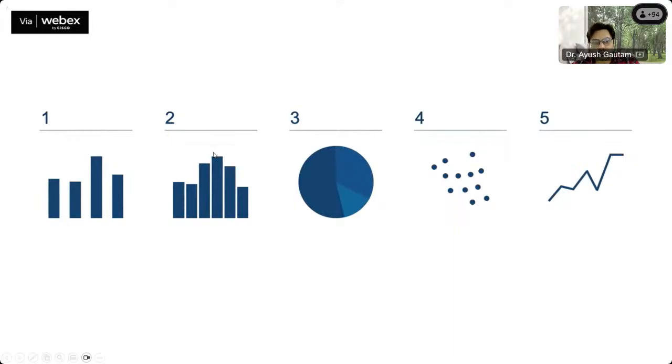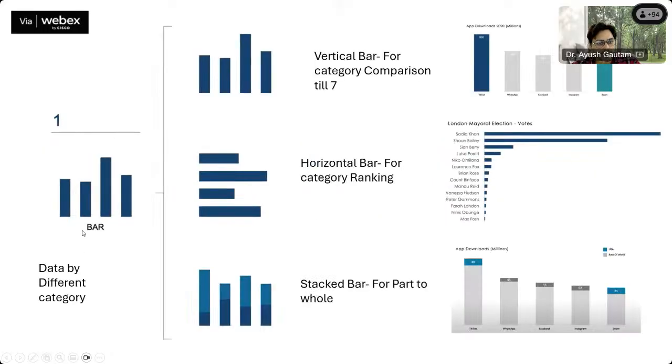So basically, as I already discussed, there are most importantly 5 types of charts: bar charts, frequency charts, pie charts, scatter plot, and line diagram. Now, what are bar charts? These are the bar charts. We make bar charts when the data given to us is based on different categories. When multiple categories have been given to us, then we make the bar chart.